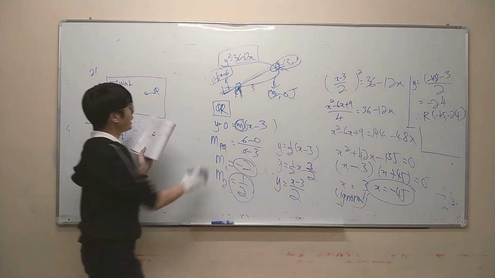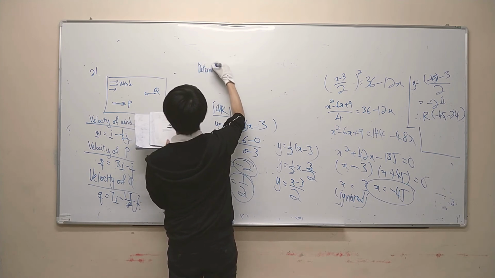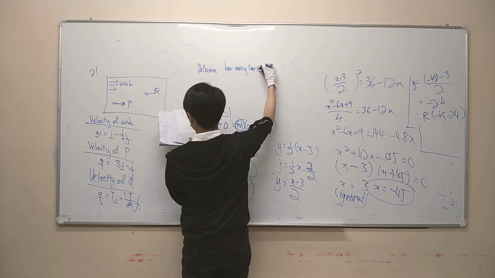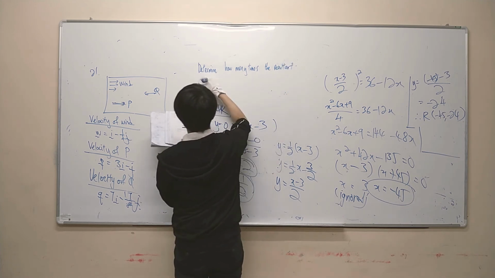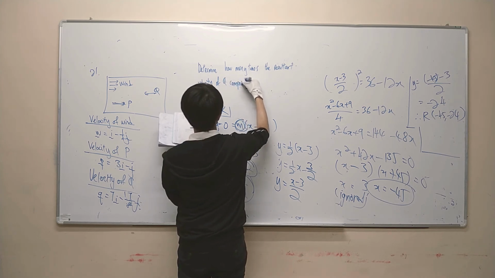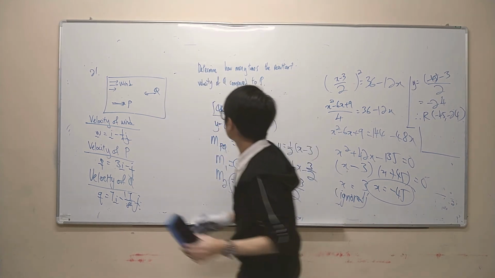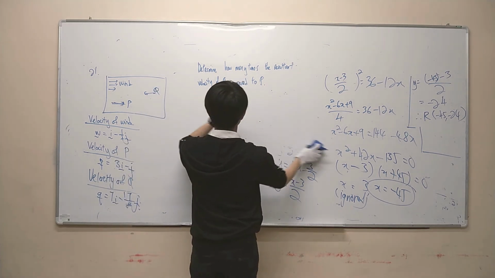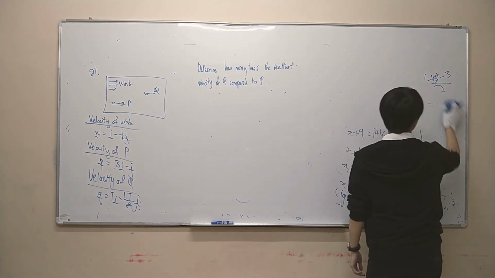And then they say determine how many times the resultant velocity of Q compared to P. Means dia nak cari ratio lah. Agree? Means he wants to find the ratio, right? How many times Q compared to P? Means nak cari ratio lah. So in vector you know how to find ratio, right?